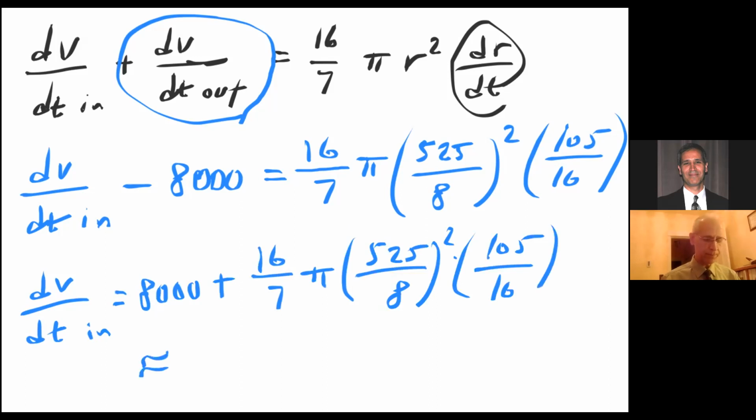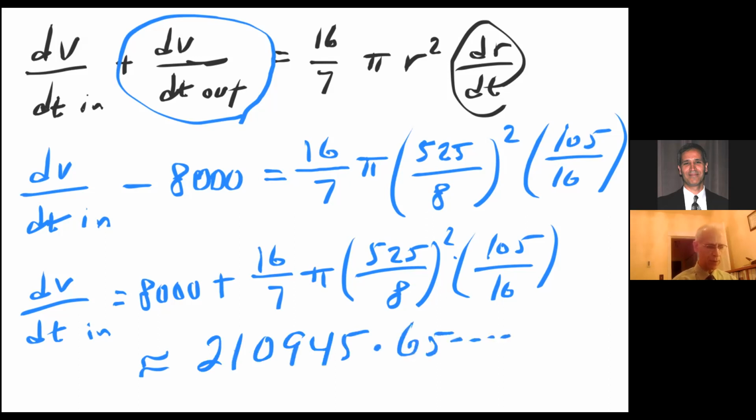And that approximately equals, putting it in the TI, 8,000 plus 16/7, here's pi, times 525 divided by 8 quantity squared times 105/16. My calculator is giving me 210,945.65, and that's cubic centimeters per minute. Okay, thanks.